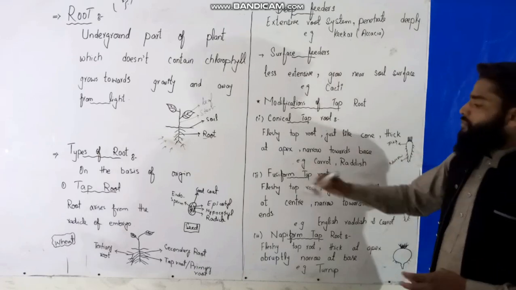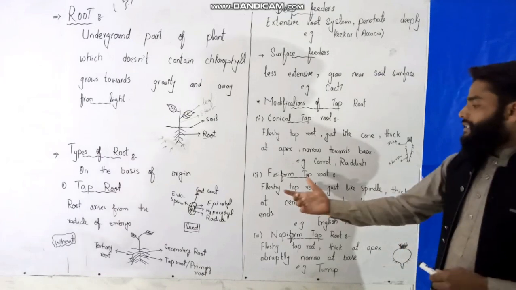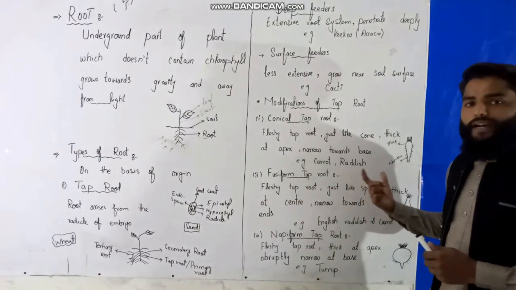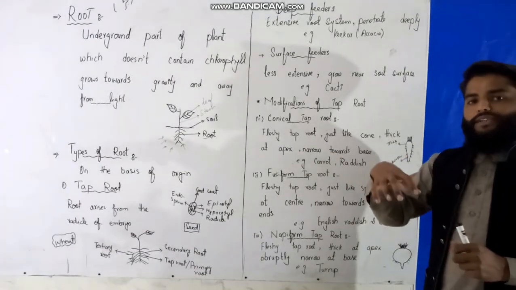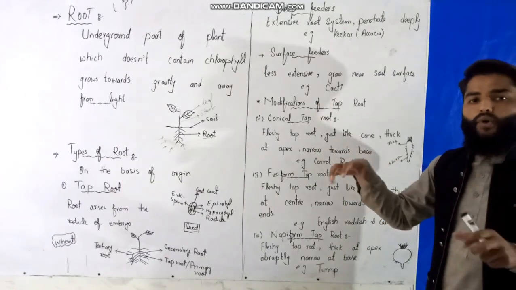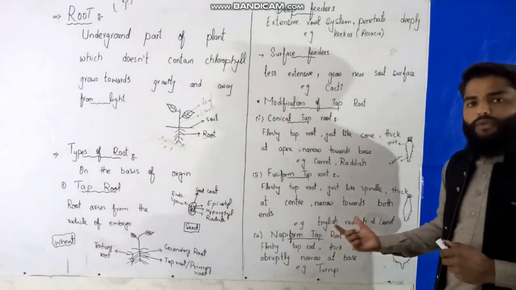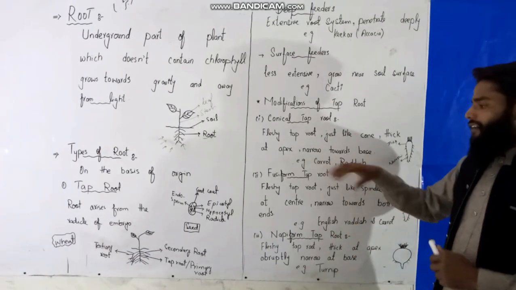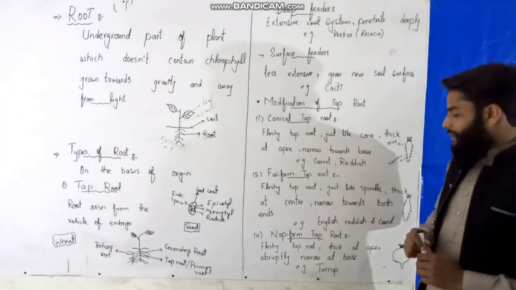The other modification of taproot is fusiform taproot. This is also fleshy taproot, just like spindle. So what is spindle? Spindle is a structure which is thick at the center and narrow towards both ends. तो अगर हम इसमें एग्जांपल देखें तो इंग्लिश रेडिश और इंग्लिश कैरेट जो हैं, these are the best examples of fusiform taproot. The third one is the napiform taproot.